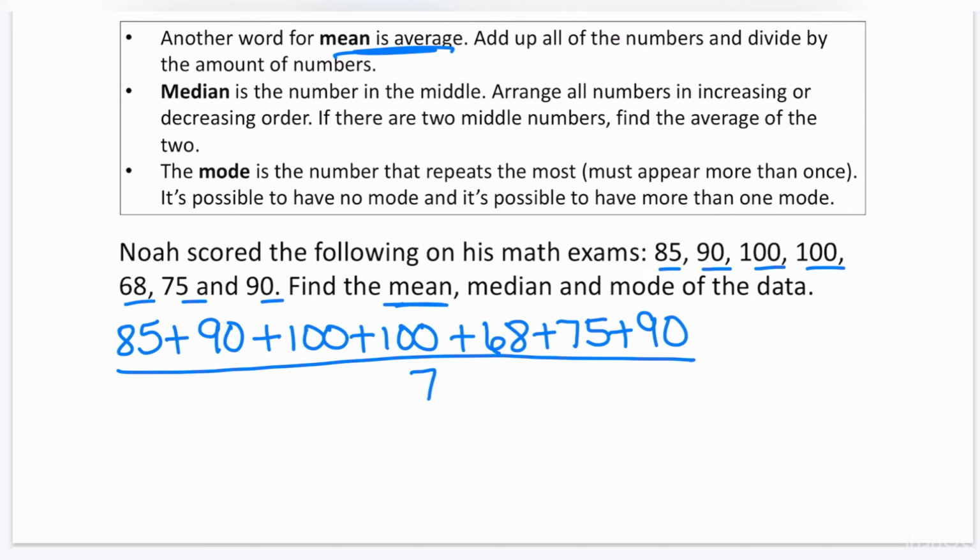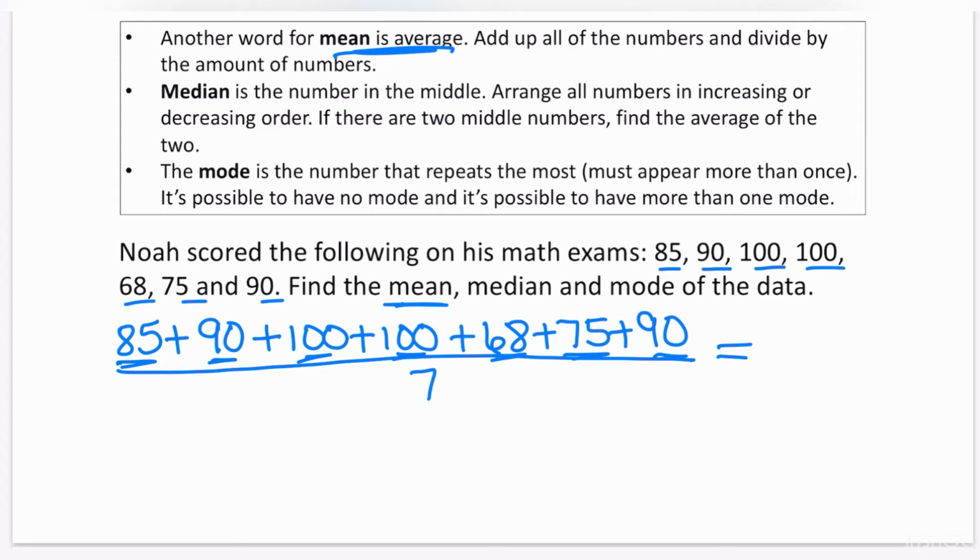And a good rule of thumb is to go back and count how many numbers you've included. 1 right here, 1, 2, 3, 4, 5, 6, 7, because it's very easy if you have especially larger data sets to forget one of those numbers, and of course it will throw off your answer.